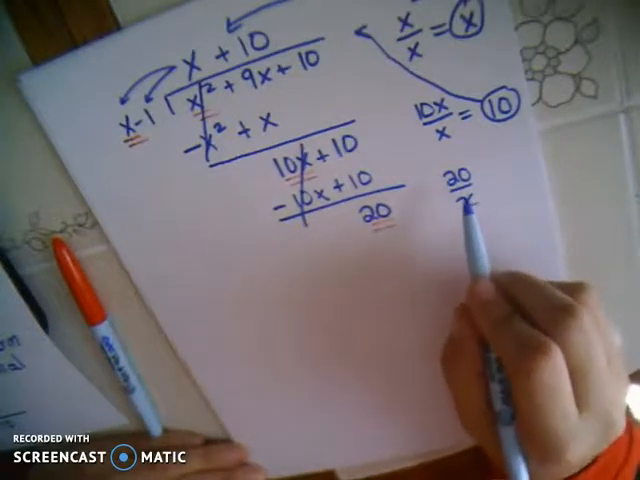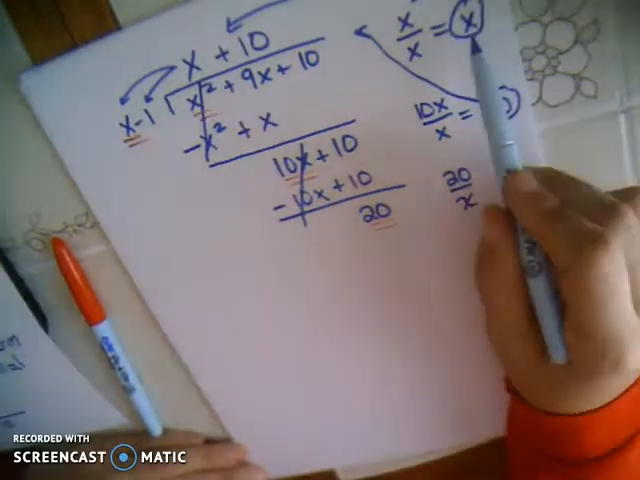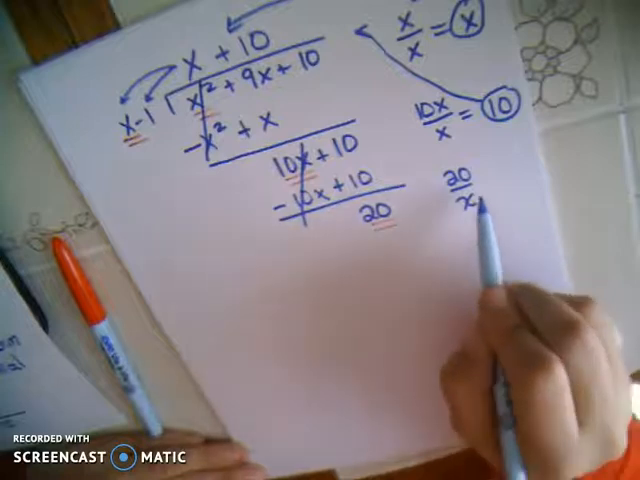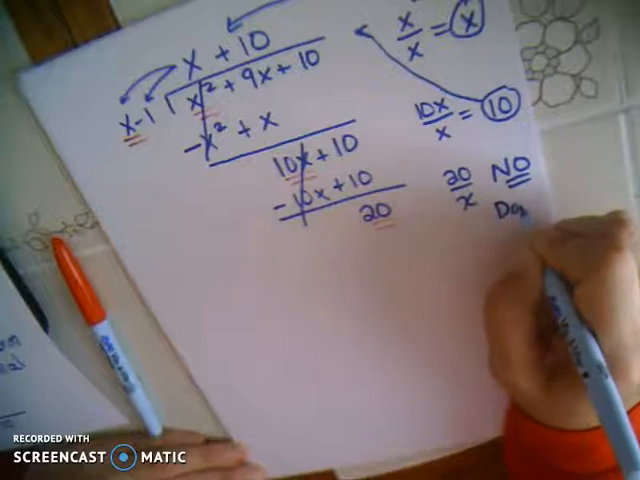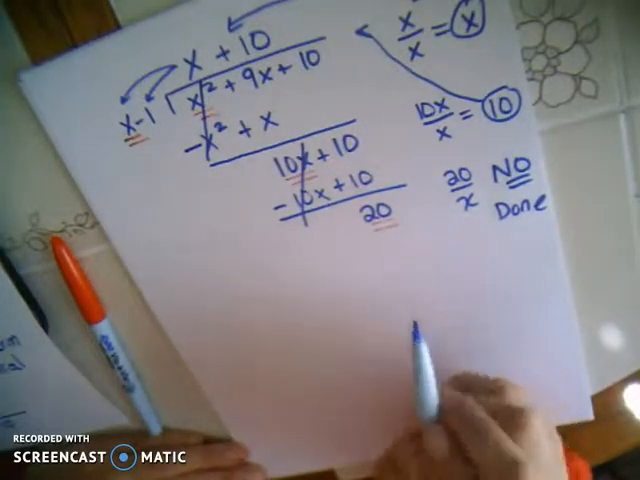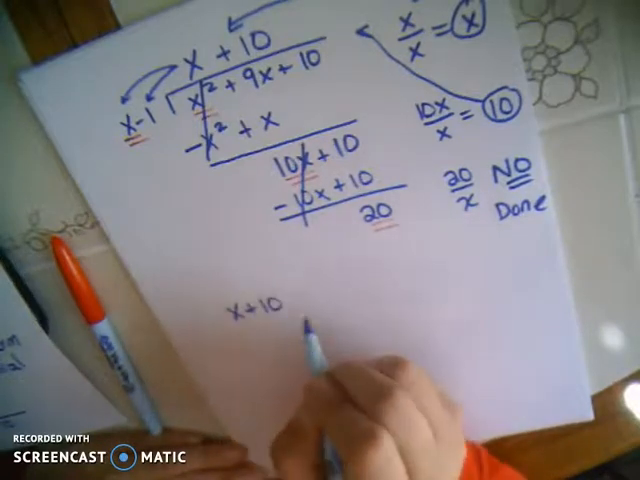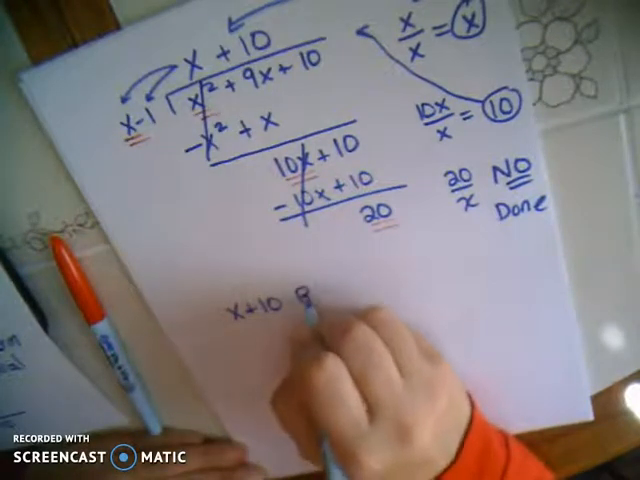We're interested in simplifying this to a non-fraction. And this can't be simplified because there are no x's in the top. This tells me that we're done. So this 20 here at the end is the remainder. And there's a couple ways that we can write this. We can say x plus 10. This division problem is equal to x plus 10, remainder 20.